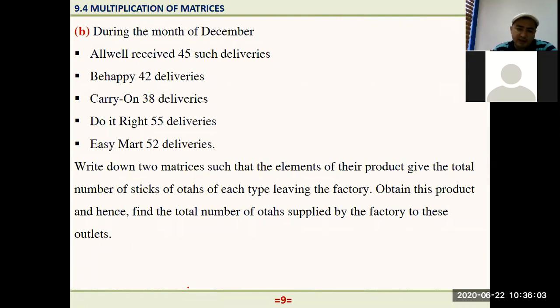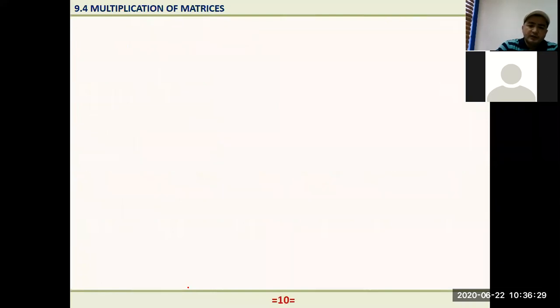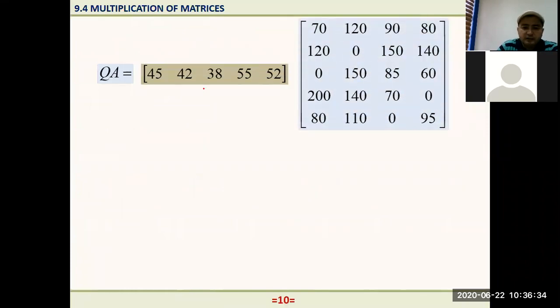Obtain this product and hence, using this result, find the total number of OTAs supplied by the factory to these outlets. I said the total number all together. That means the fish plus prawn plus squid plus mixed OTAs all together. How many products did they produce? To do this, that is the quantity, right?